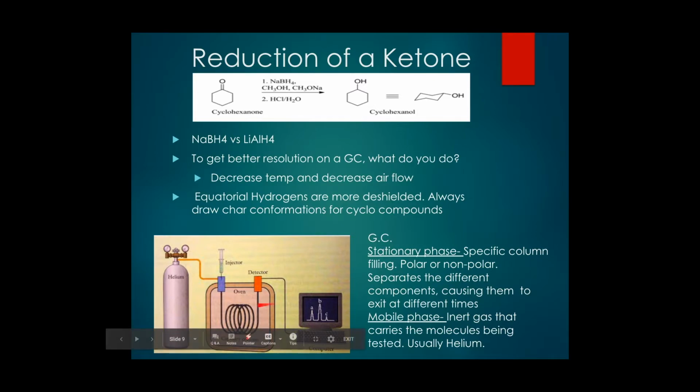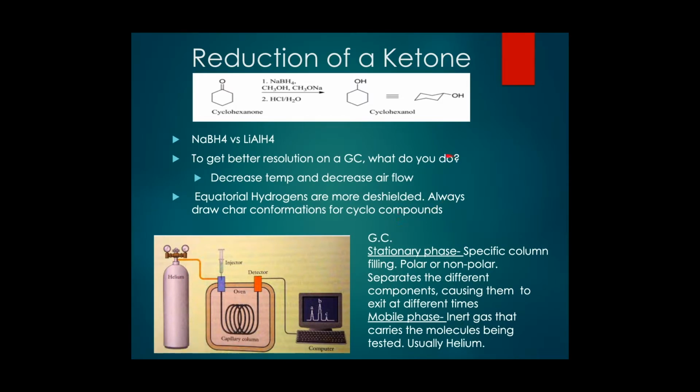The capillary column, or what you see here, has something called a stationary phase, which is what it's packed inside with, either a polar or a non-polar surface, and it separates different components according to their polarity, causing them to exit at different times. The mobile phase is what pushes the compound through it, usually something like helium, something that doesn't react with your compound.